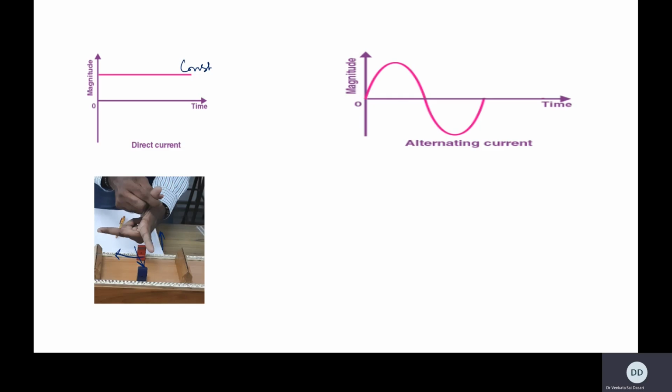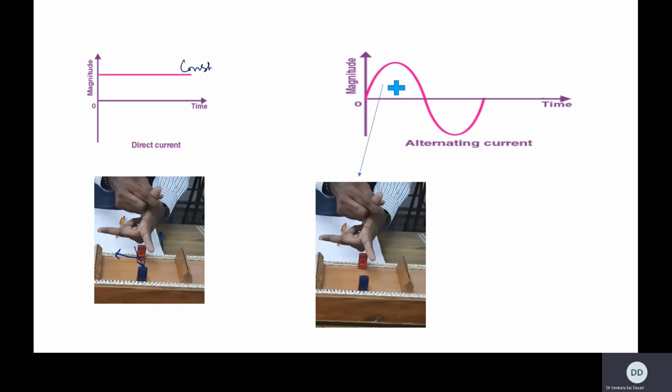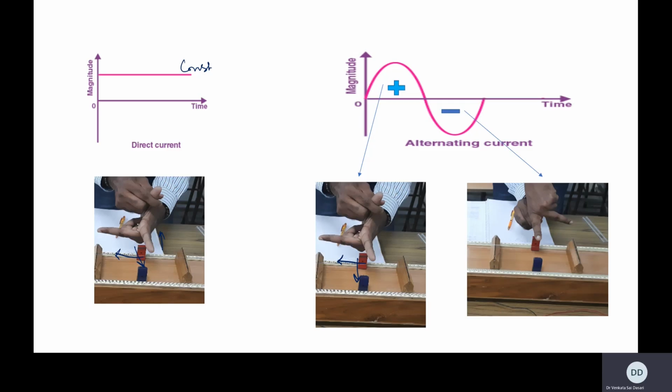Whereas in the case of AC, you have a positive cycle and a negative cycle. In the positive cycle, the field is in the same direction, North Pole to South Pole, the current is along one direction, and the force is upward. In the negative cycle, the field is along the same direction, but the current is now in the opposite direction, and the force is downward. So the force continuously changes on the string. This is the way we give vibrations to the string.